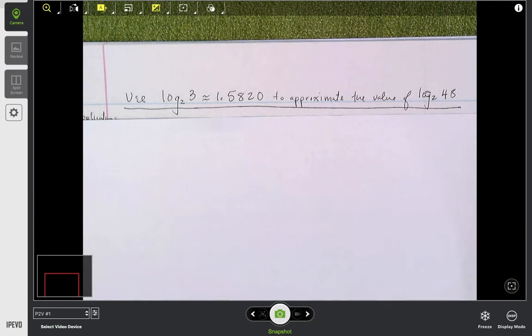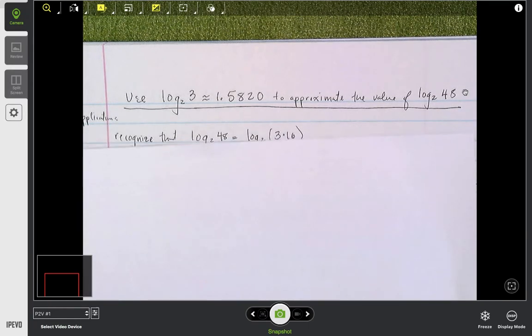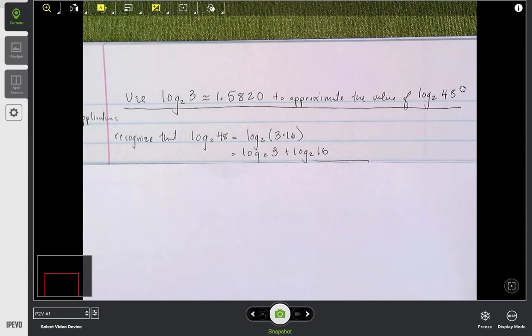Of course, now with the calculator, we could just ask this, but can we use log properties to figure out what log base 2 of 48 is? And so here's what I've done. I've recognized that I can think of 48 differently. One way to think of it is as the product of 3 and 16. Now, you might wonder, why have I chosen 3 and 16?